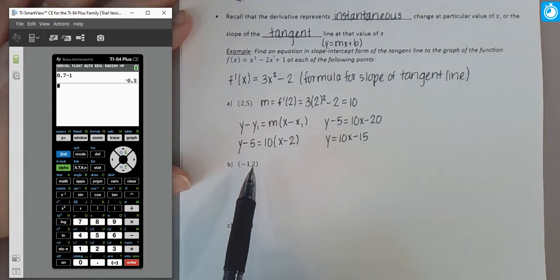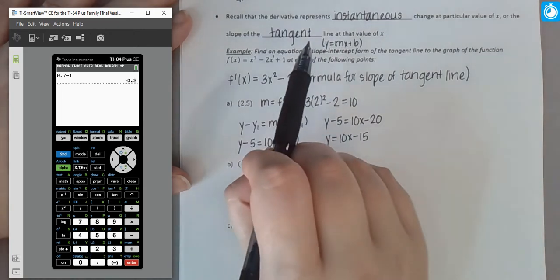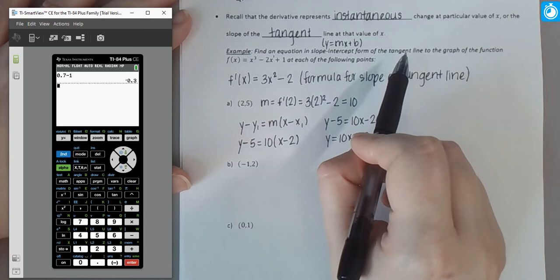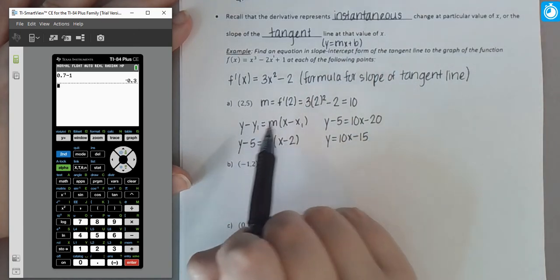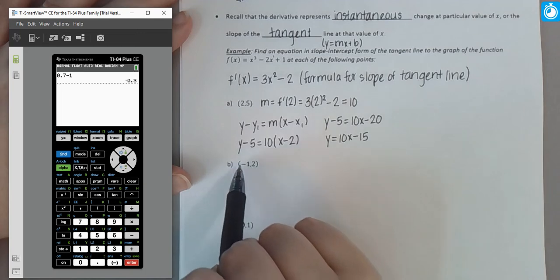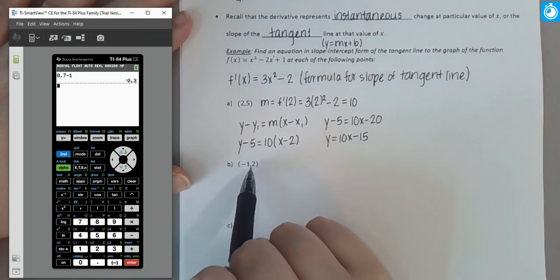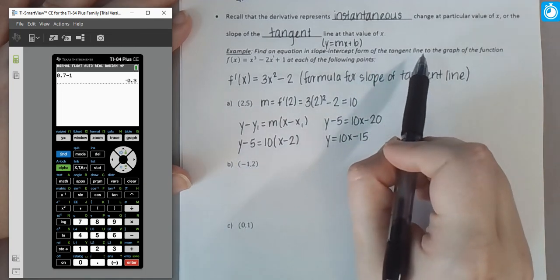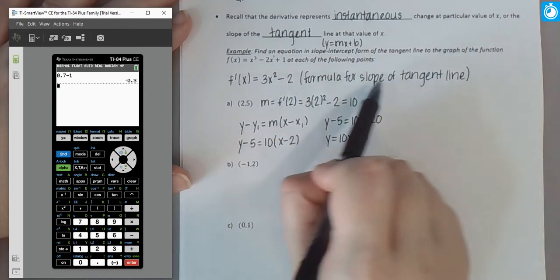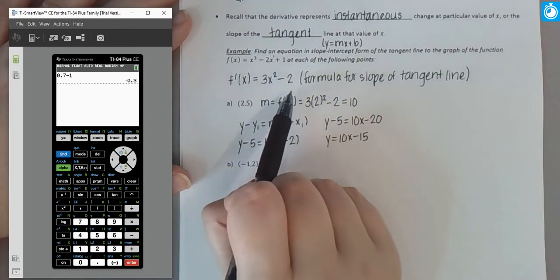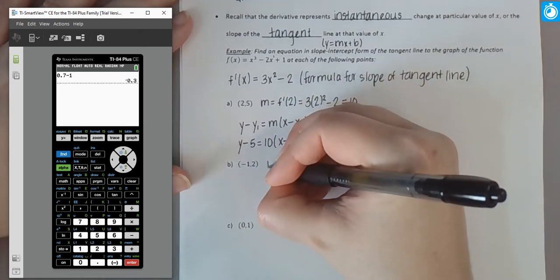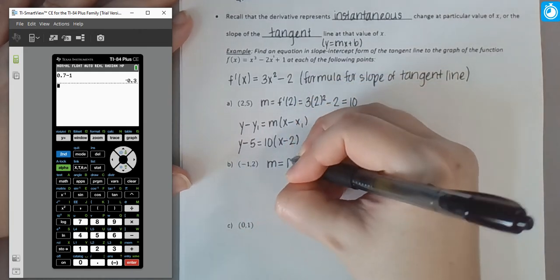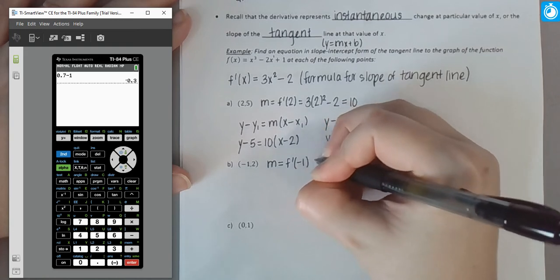At the point (-1, 2), find the equation of the tangent line. So again, just as before, we need a slope and we need a point in order to use the point-slope formula. Well, we have the point, we need the slope. Since it's a tangent line, the slope is given by the derivative evaluated at this particular value of x. So our slope in this case is going to be f prime of negative 1.